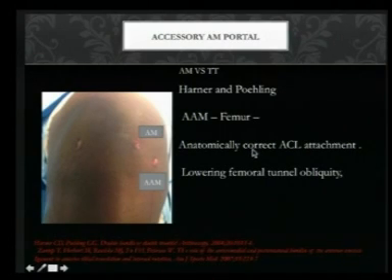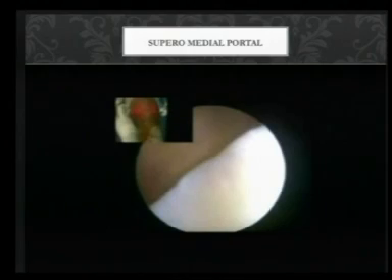Accessory anteromedial portal, definitely there is evidence to say that is far better for an anatomically correct ACL tunnel, and lowering the femoral tunnel obliquity. You will learn to do that, but the only issue is when you make the tunnel, make sure you are not too far medial or inferior and damage the medial meniscus or the femoral condyle.